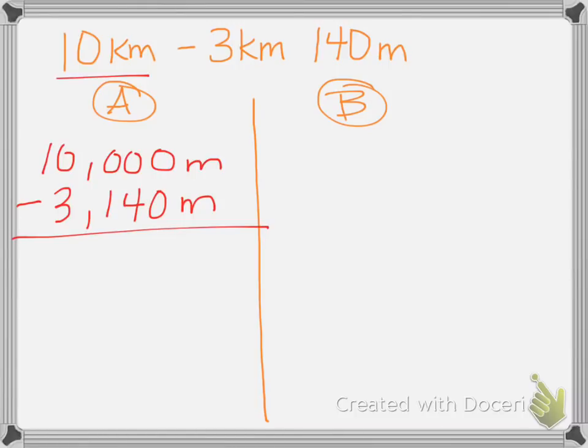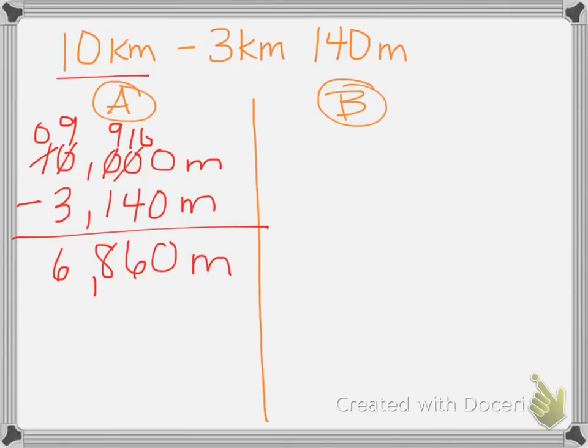And then we can do our subtraction. This would become a 0. This would become, I'm going to skip a step there, 9, 9, 9. Oops. 10. So we can do 0. 10 take away 4 is 6. 9 take away 1 is 8. And 6. And bring our unit down. 6,860 meters. Not too bad.